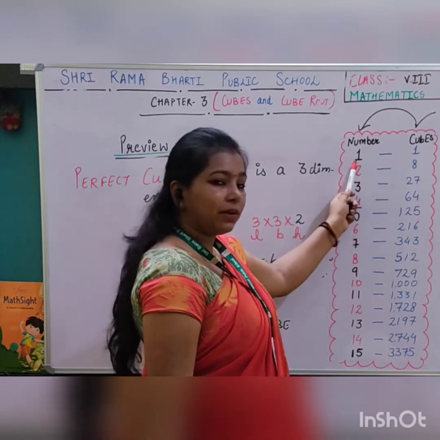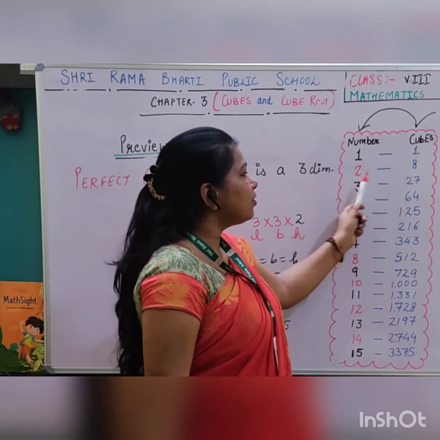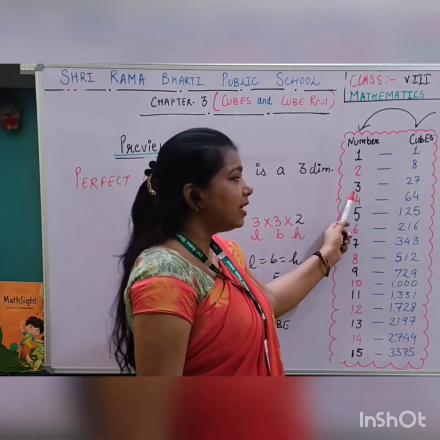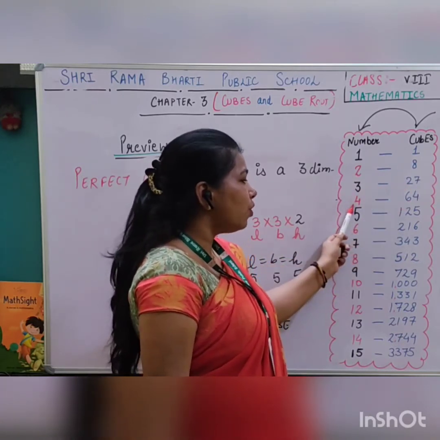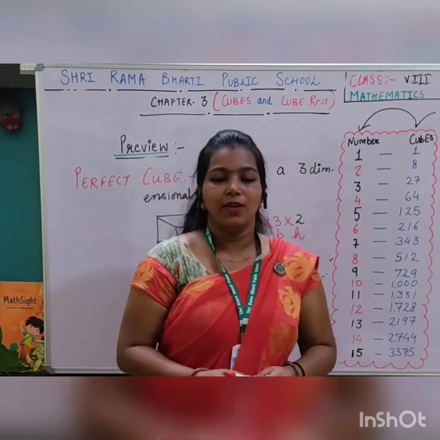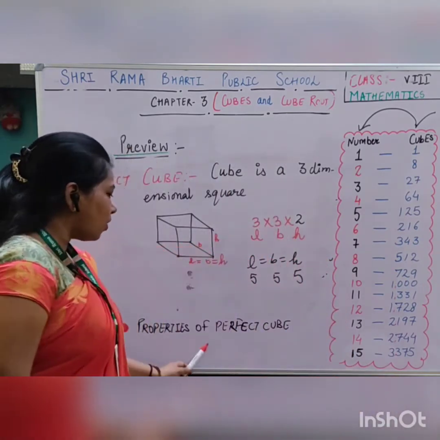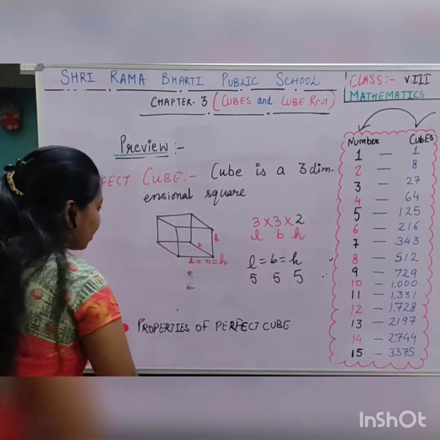1 is a triplet of 1. 8 is a triplet of 2. 27 is a triplet of 3. 64 is a triplet of 4 and so on. Right? Now let's move on to the next topic, properties of a perfect cube.